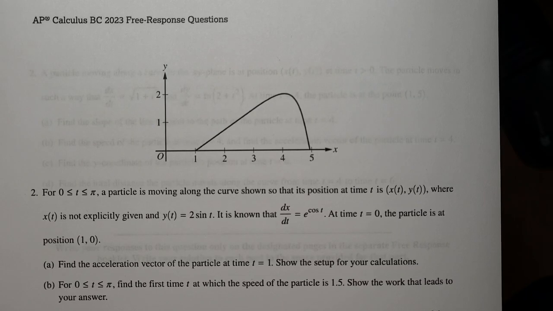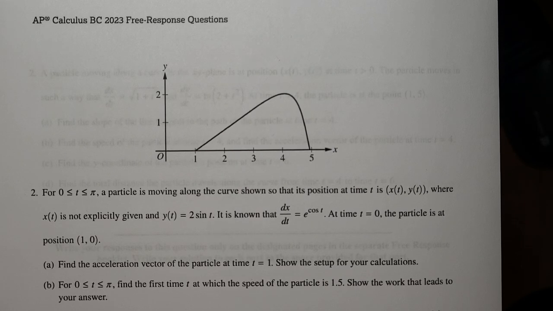Number 2 on the 2023 exam, another parametric equation or vector function one. This seems very common on the BC exam, at least in the most recent years. For t between 0 and pi, a particle is moving along the curve shown so that its position at time t is x of t, y of t, where x of t is not explicitly given and y of t is 2 sine t.